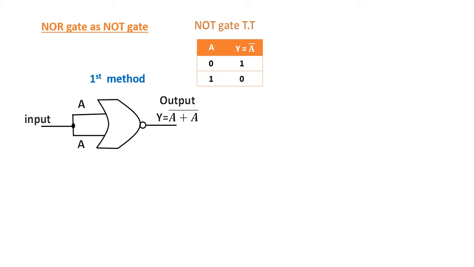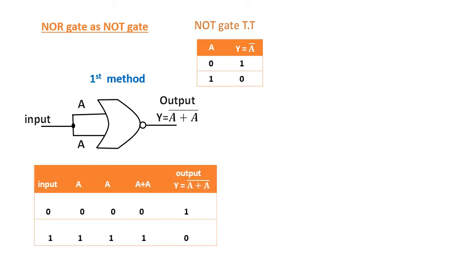Let's verify this by using the values of our input. If the value of my input is 0, then both inputs of my NOR gate will be 0, because they are merged into a single input here. So A + A, that means 0 + 0, will be 0, and its complement will be 1. Likewise, if the value of input is 1, then both inputs of my NOR gate will be 1, and 1 + 1 will be 1, and its complement will be 0. So the output of my NOR gate is equivalent to the output of my NOT gate. You can compare the values to the truth table of my NOT gate.